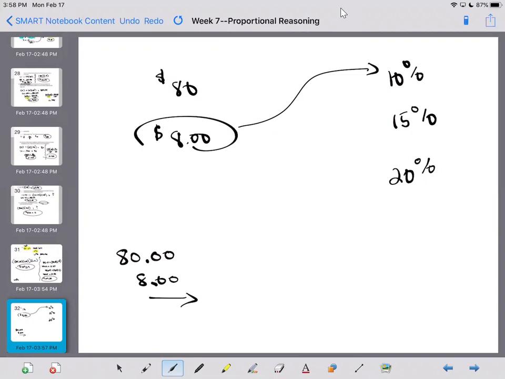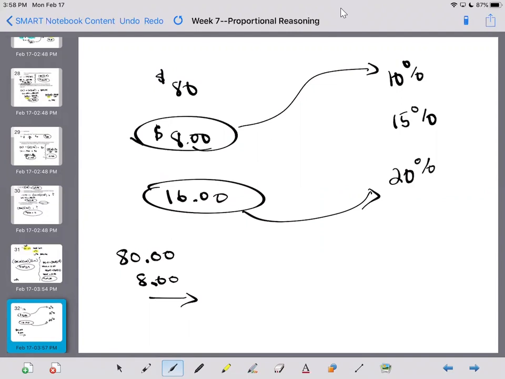Well, what would 20% be? 20% would be to double that, $16. Well, what would 15% be? Well, 15% is really just take half of 10% and add it to 10%. So 10% was 8. What's half of 8? 4. So you're dealing with $12 to find your 15%.